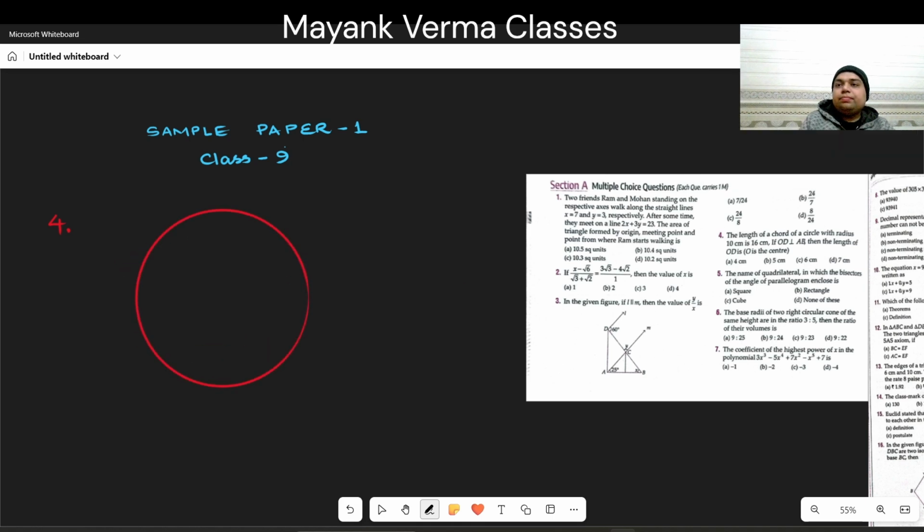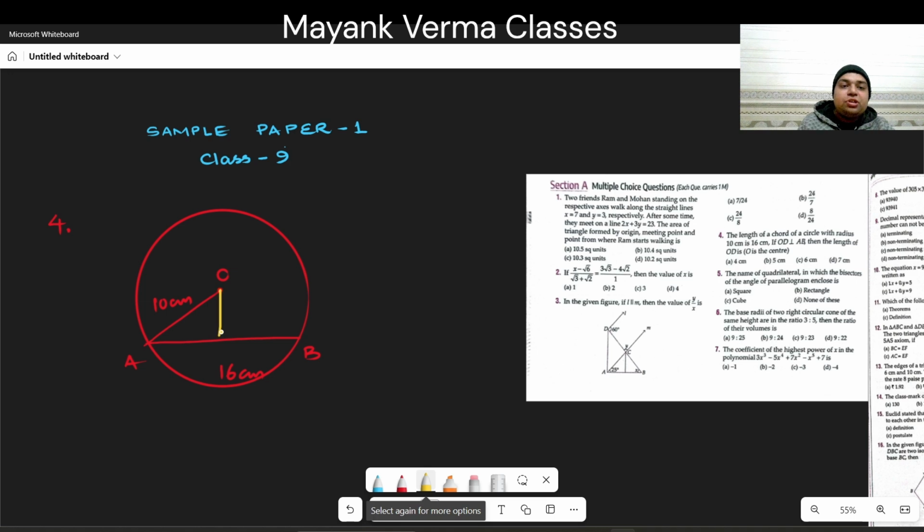All right. Now it is saying this is the chord. Let's name this as AB and the center is O. So it is saying that the radius is 10 centimeters and this chord length is 16 centimeters. So I need to find this OD. OD is perpendicular to AB. Okay, this is given to us. This is D. Okay, OD.